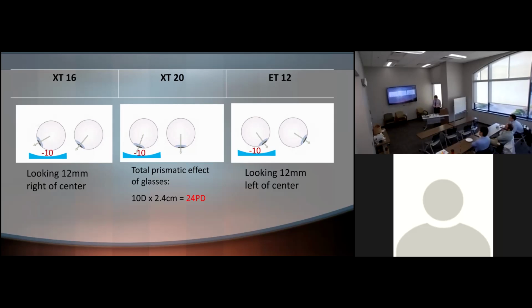Okay? We measured actually from ET of 12 to XT of 16. So we measured 28 prism diopter difference between right gaze and left gaze. Okay? So you can confidently say that 24 of this 28 was prismatic effect.